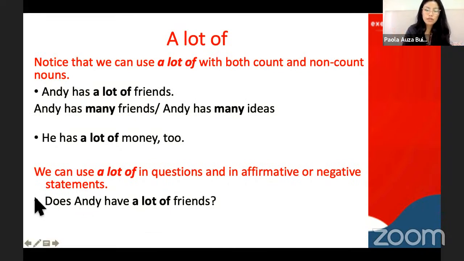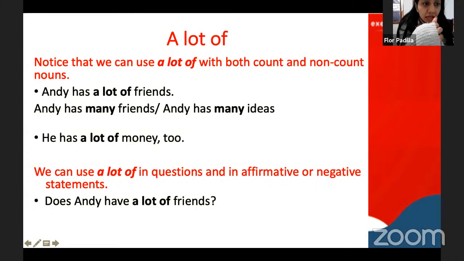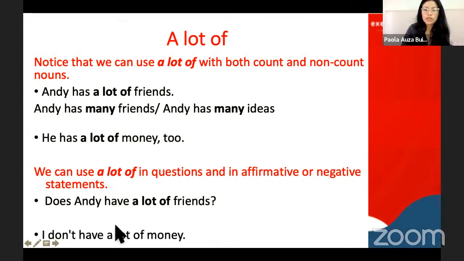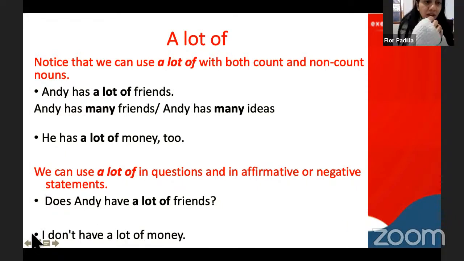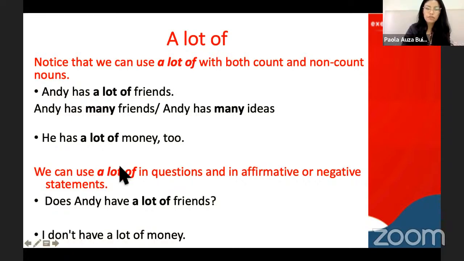Could you read a sentence, please? Does Andy have a lot of friends? Excellent. Well, in this case, it's a question. And this is negative. Could you read that, please? I don't have a lot of money. Nice. So in this case, it's negative too. So basically, a lot of helps us with countable, uncountable, questions, affirmative or negative statements. A lot of helps us for everything basically. But a lot means a big amount of things.